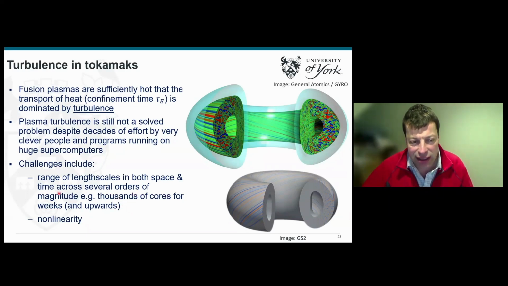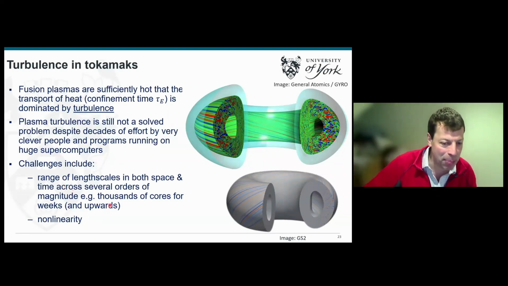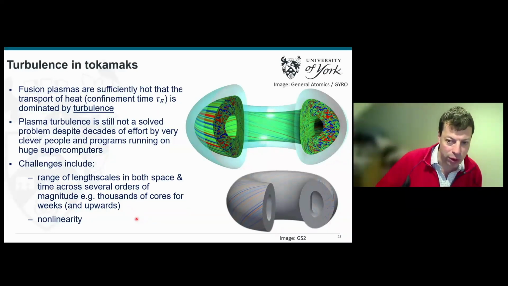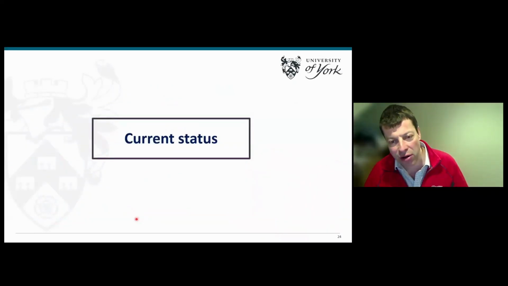Part of the reason is the huge range of length scales we have to simulate and understand across. A typical computer code uses thousands of cores for weeks at a time, and this is for a relatively straightforward linear simulation. If you want to do a non-linear simulation, a single simulation could take months on some of the biggest supercomputers in the world. So what's the current status of fusion?